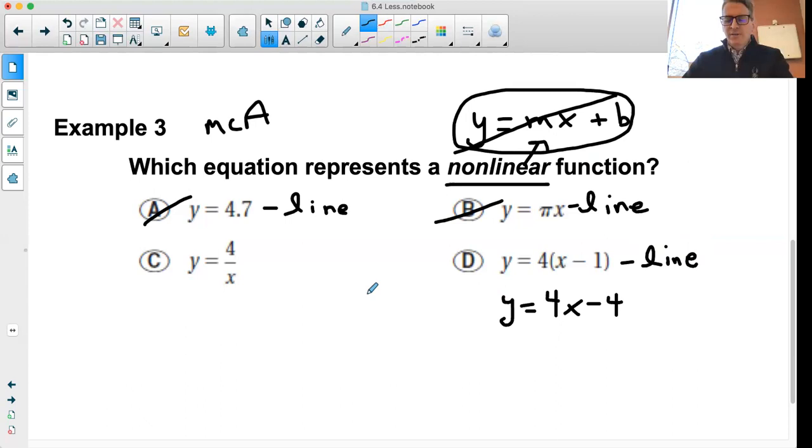So lastly, it brings us to letter C, y is equal to 4 over x, okay? What this is, is that you cannot rewrite it into slope-intercept. So this is considered nonlinear. You're dividing by x, and you cannot rewrite it so that we have a slope and an intercept. So in this case, this would be considered nonlinear. And so the other ones are linear, and y is equal to 4 over x is a nonlinear function.